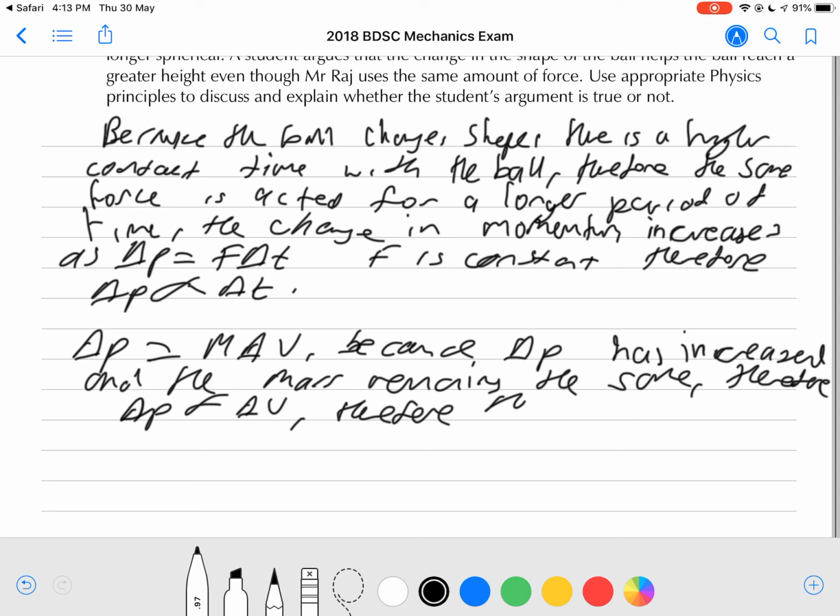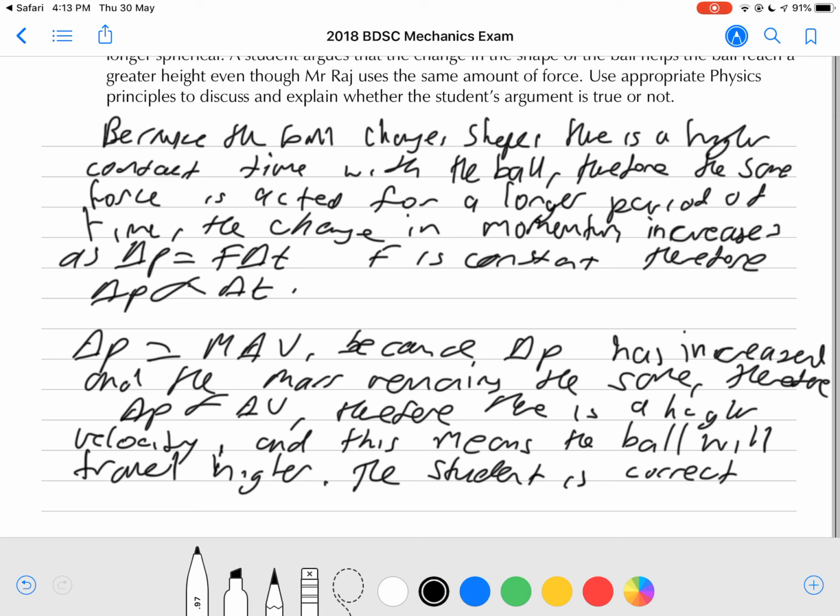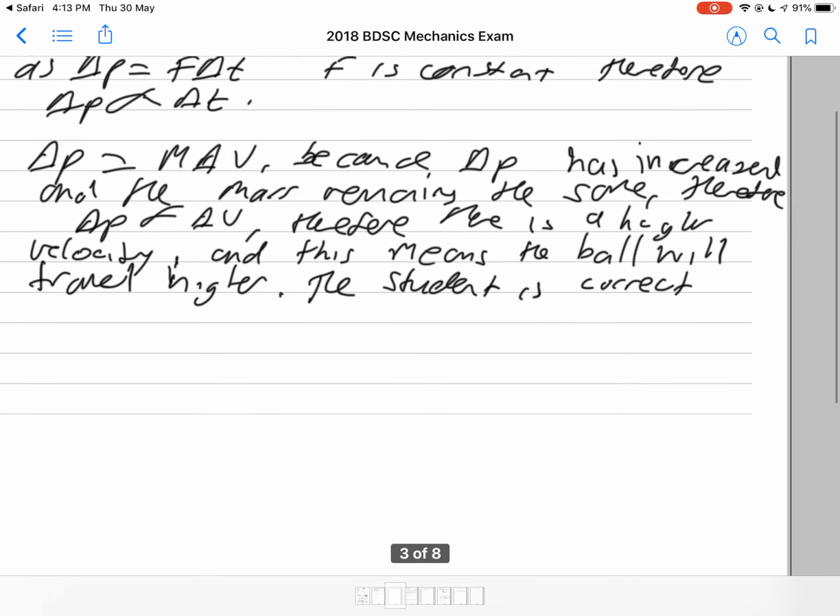Therefore there is a higher velocity, and this means the ball will travel higher. And then you just say the student is correct. So that's literally all you need to say to get an excellence grade.